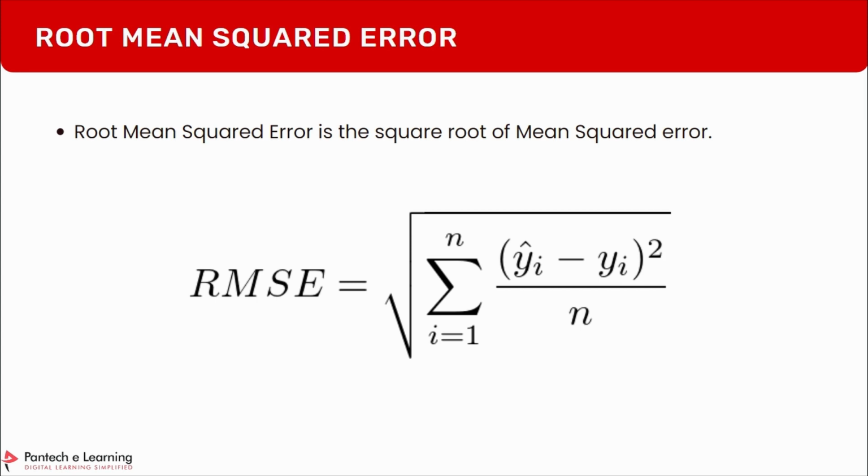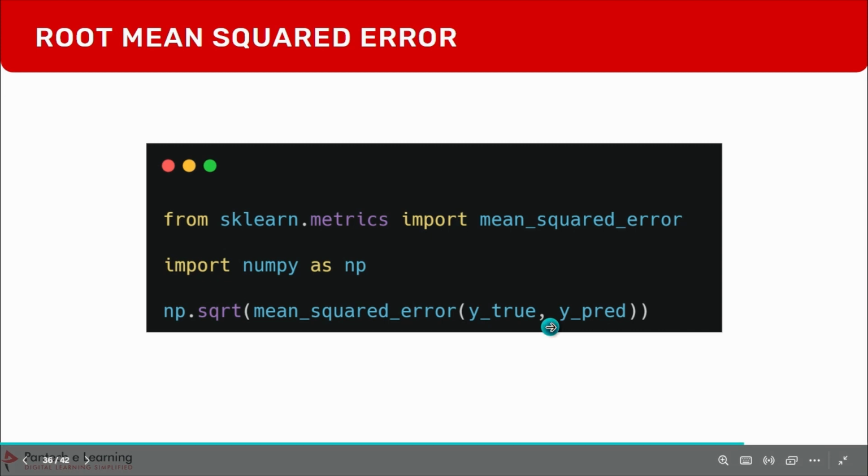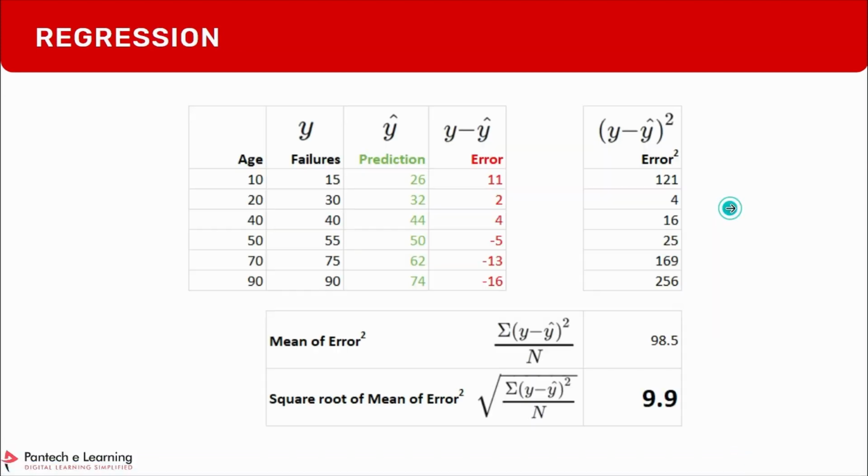This is another one. This is nothing but the mean squared error, and if you take the square root of it, that will be root mean squared error. This is also used for calculations. So here, on the same mean squared error, you can call numpy or math and call square root. That will take the square root value and give you the result.